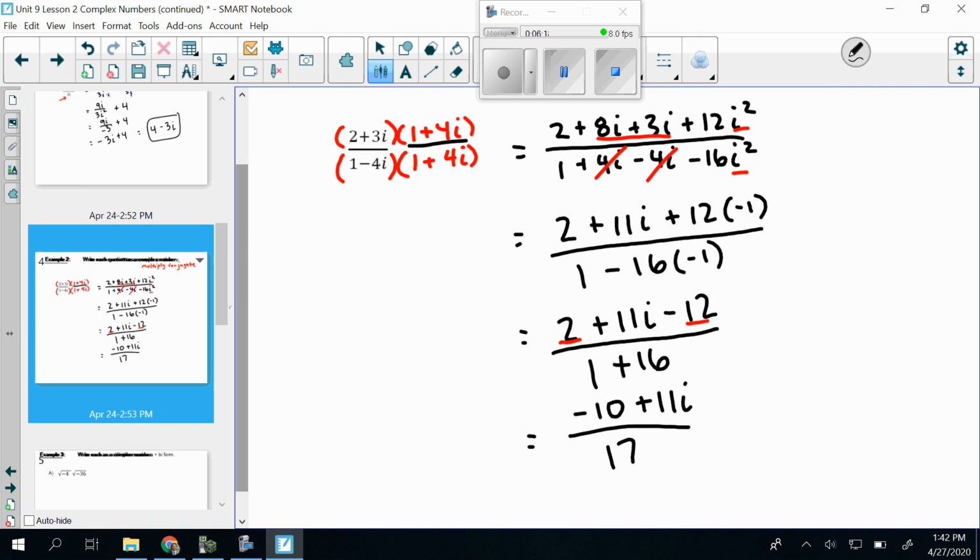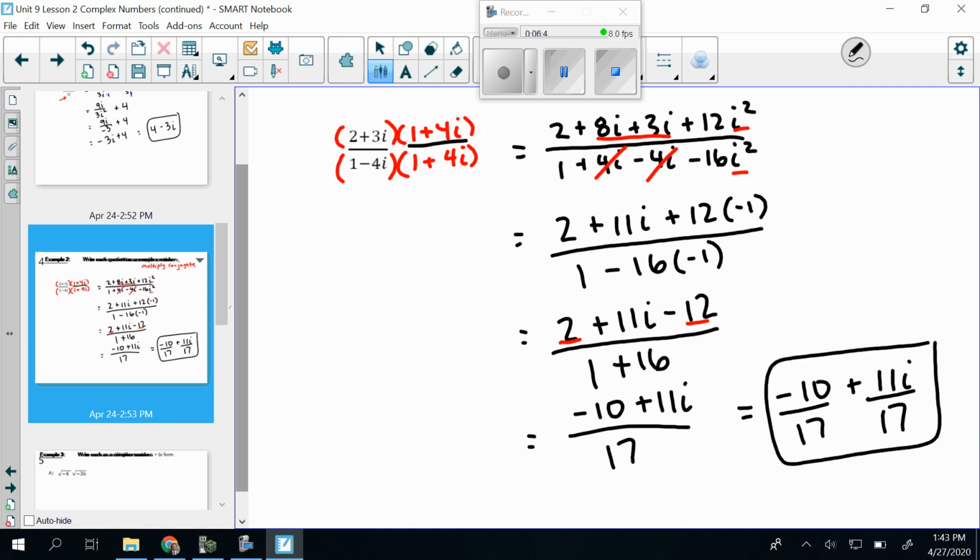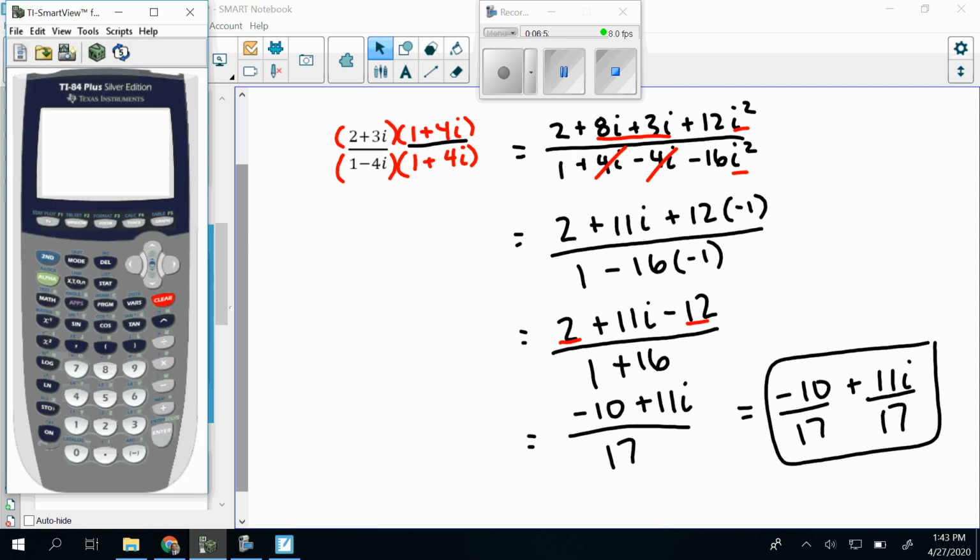And so now that's almost in that complex form. The only thing we want to separate now is that common denominator into both those two terms on top. So both these two things, we're going to separate and write that common denominator with it. Now that would be the complex form of this. We got the real part of -10/17, and we got the imaginary part of 11/17i.